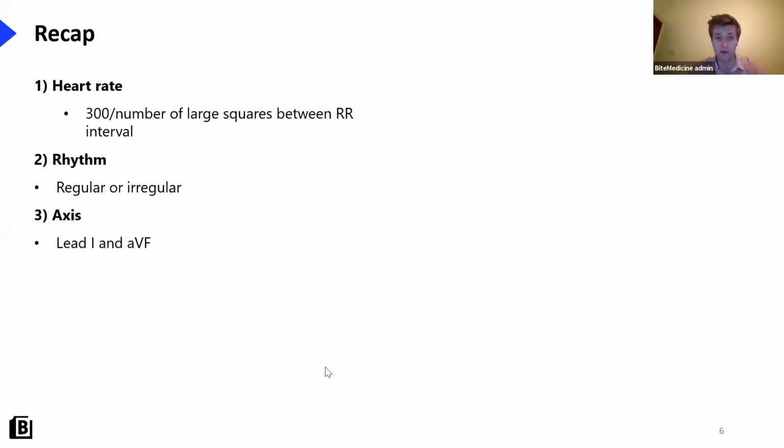Axis, I believe, was covered as well. And in that case, your main leads that you look at to assess axis are leads 1 and AVF.